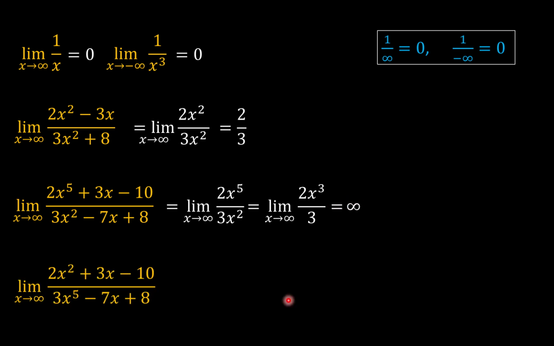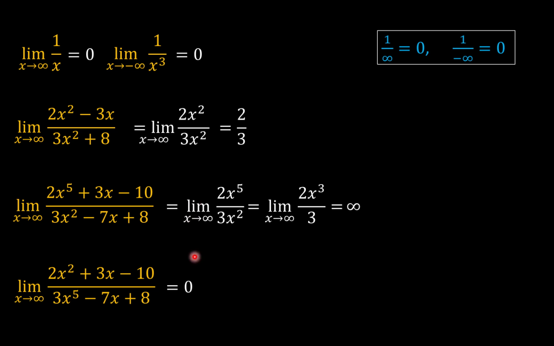Let's look at just one more example of a rational function. Here again, you can throw away the lower degree terms. So on the top, you have 2x squared. On the bottom, you have 3x to the fifth. I'm going to leave it to you to convince yourself that the limit is 0.